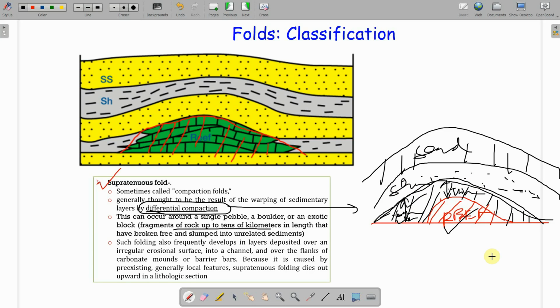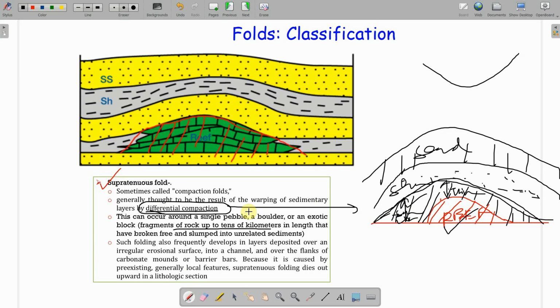The opposite thing happens for the synclinal condition also. If there is a basin-like structure, then sediments will be deposited and the folded structure will develop. That is also quite common, but this type of structure is generally called a supratenuous fold.